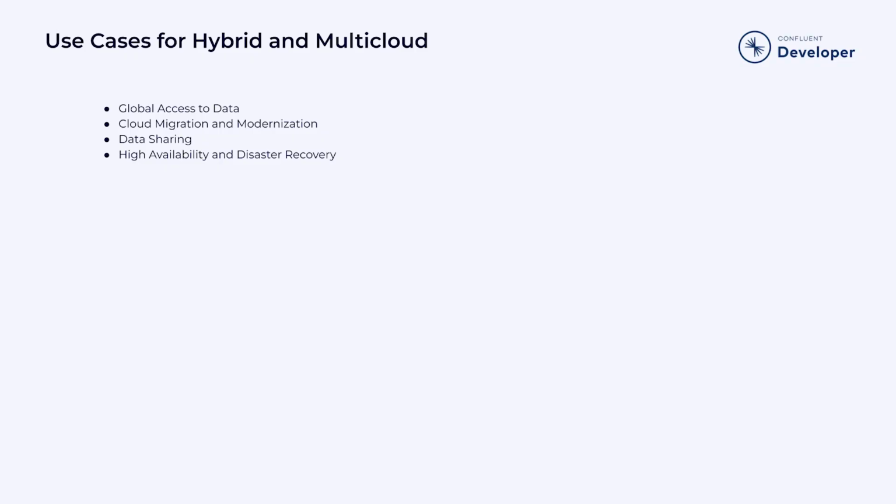The scenarios we talk about in this module are global access to data, cloud migration and modernization, data sharing, and last, high availability and disaster recovery. Let's take a look at what each of these entails and how MirrorMaker 2, Confluent Replicator, and cluster linking handle each scenario.